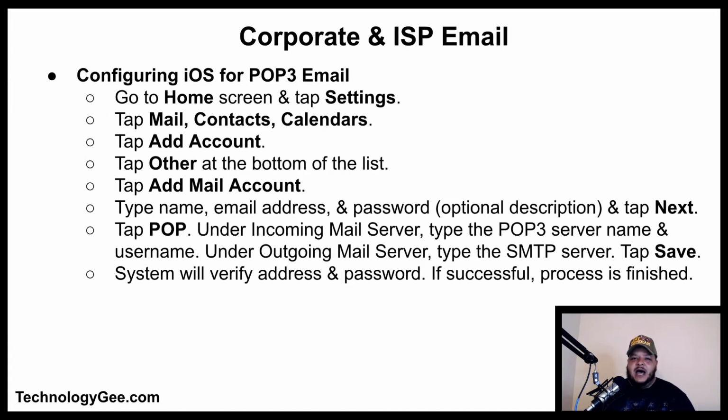Then you're going to tap POP. Under incoming mail server, you're going to type the POP3 server name and the username. Under the outgoing mail server, you're going to type the SMTP server. You're going to tap save. The system will then verify the address and password. And if successful, the process is finished. If it's not successful, you need to check your settings and make sure you didn't type something wrong or misspell it, and then do the process again, and you should be good to go with email on your iOS device.